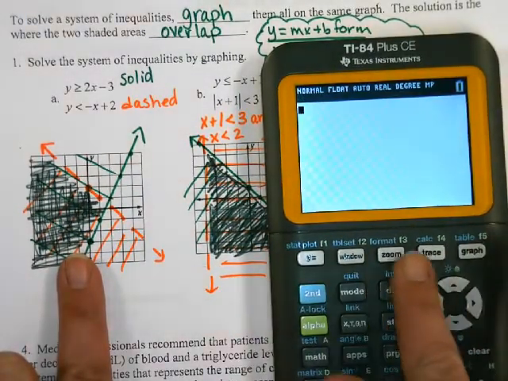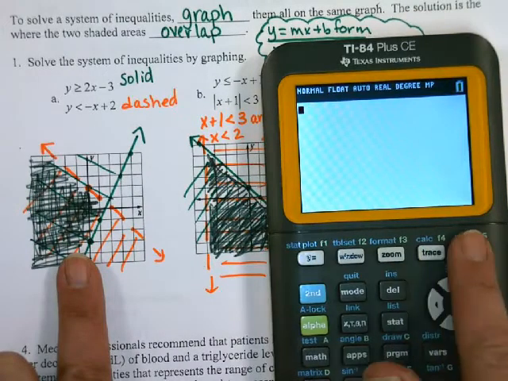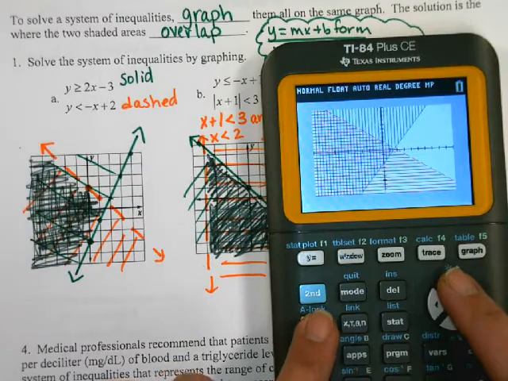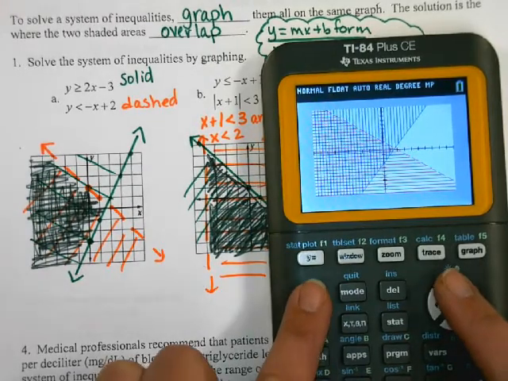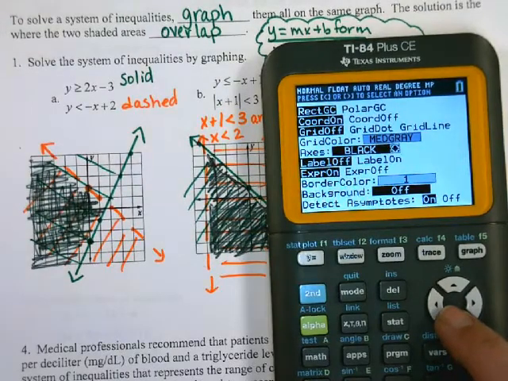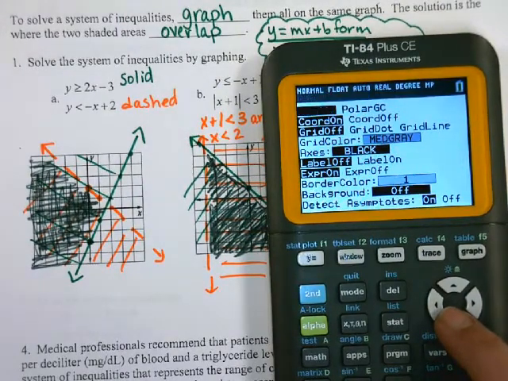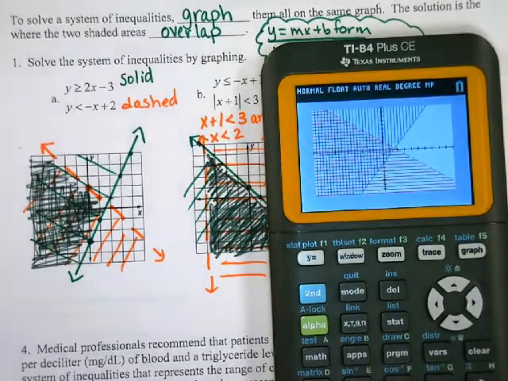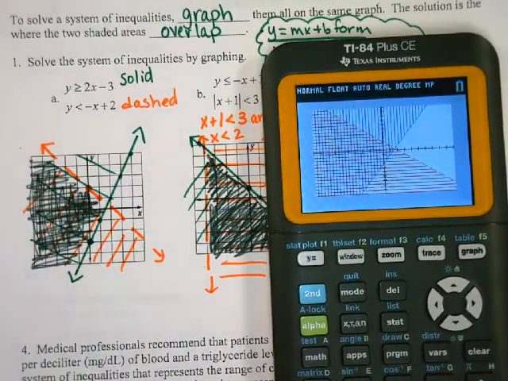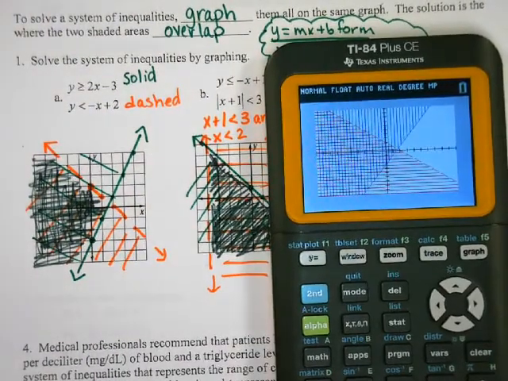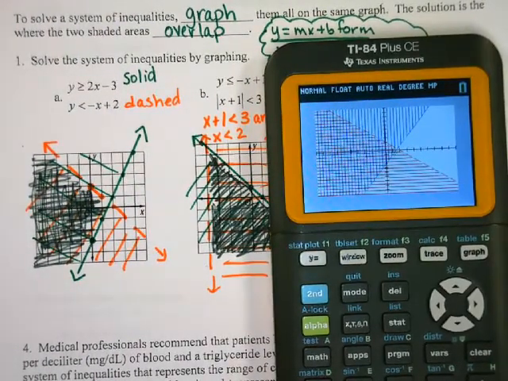I thought there was a way to just show you the overlap, but I don't remember how to do it. So you can see where that's darker on your calculator. Okay? Alright.